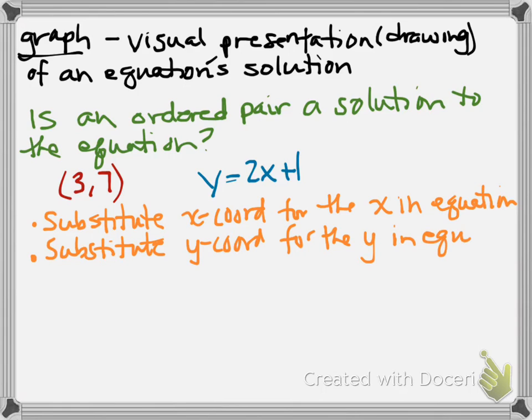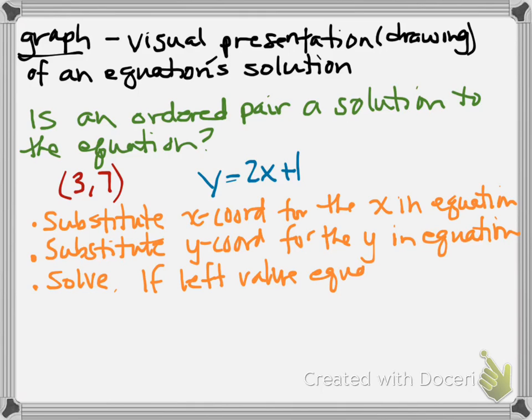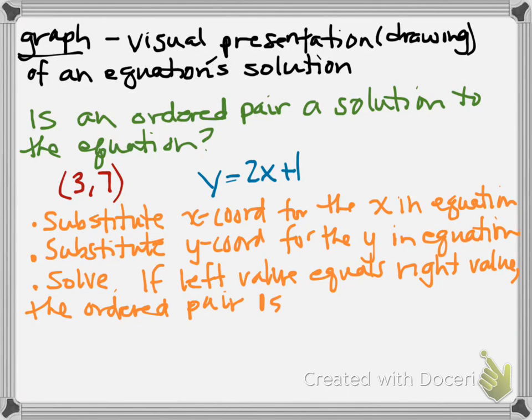So this is pretty common sense, right? Pretty much common sense. And then solve. If left value equals right value, the ordered pair is the solution. And I'm not going to write it, but the reverse would be true. If what's on the left doesn't equal what's on the right, then that ordered pair wasn't a solution.